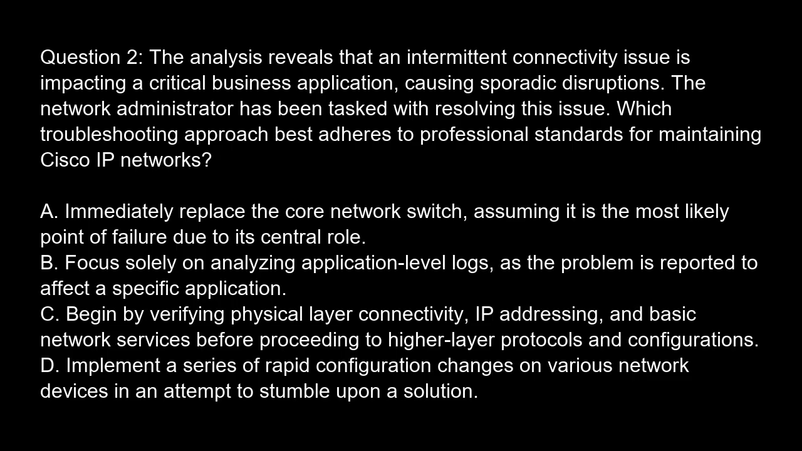Question 2. The analysis reveals that an intermittent connectivity issue is impacting a critical business application, causing sporadic disruptions. The network administrator has been tasked with resolving this issue. Which troubleshooting approach best adheres to professional standards for maintaining Cisco IP networks? Option A. Immediately replace the core network switch, assuming it is the most likely point of failure due to its central role. Option B. Focus solely on analyzing application-level logs, as the problem is reported to affect a specific application.